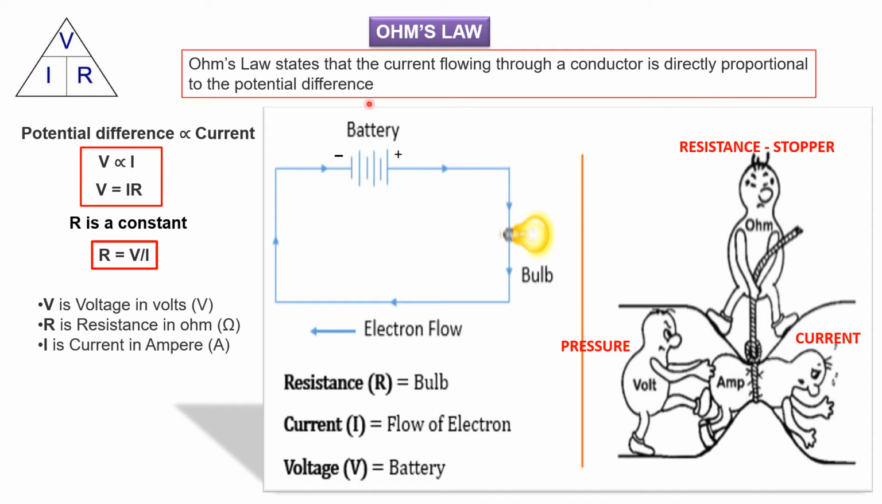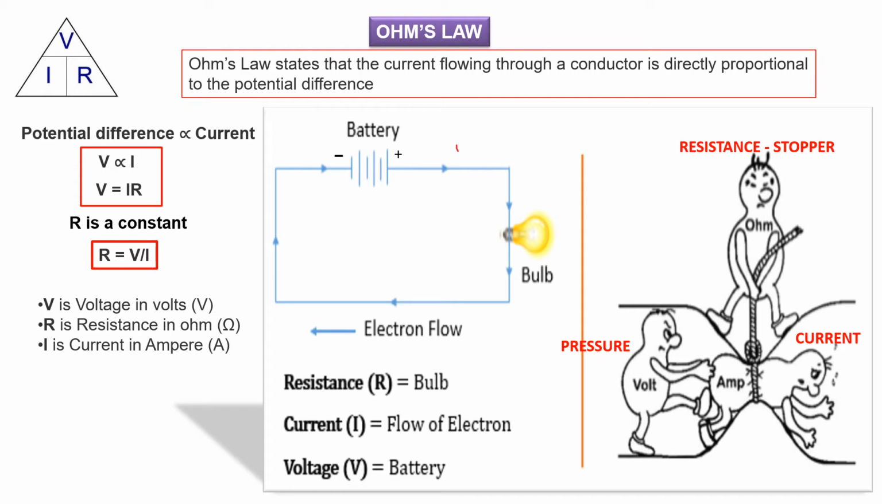And you can see here the circuit diagram. This is positive, and this is negative. This is the flow of electricity. The current flows from positive to negative. The bulb glows. You see, R is the resistance. That means the bulb is the resistance. Then the current flowing is I. So you can take this one as I.